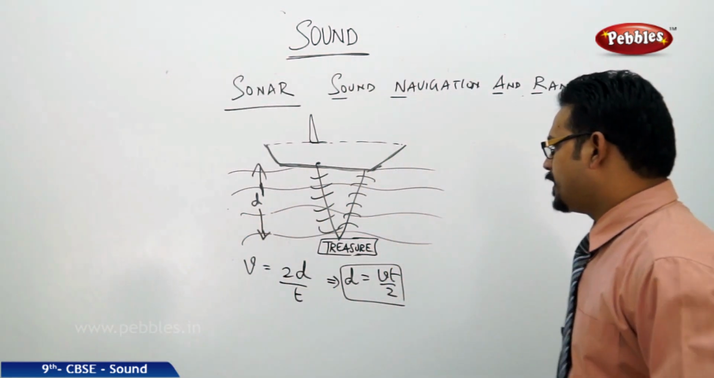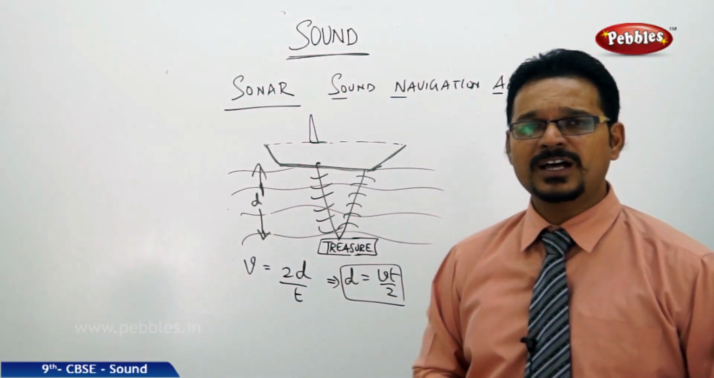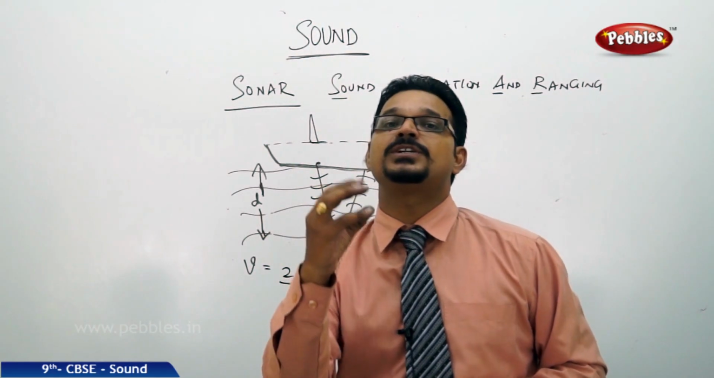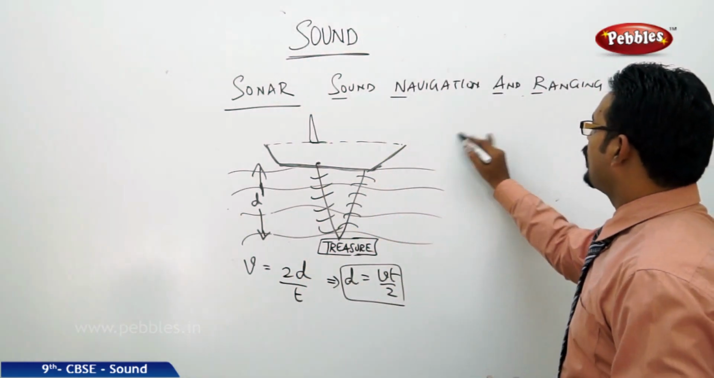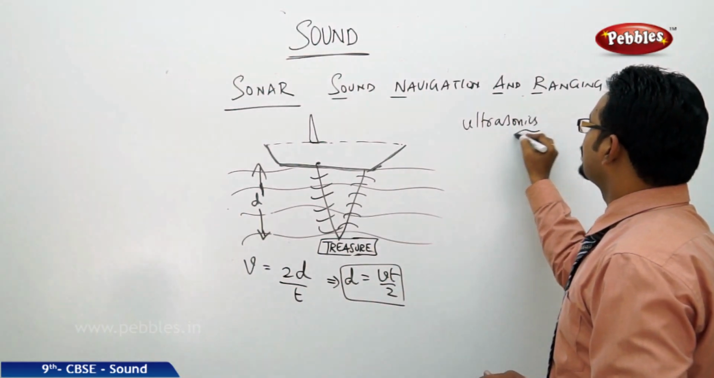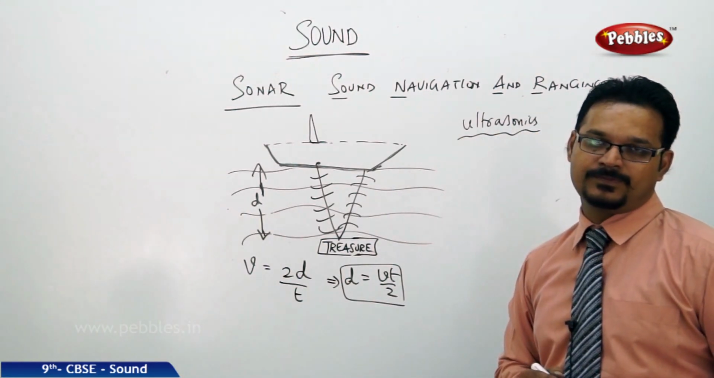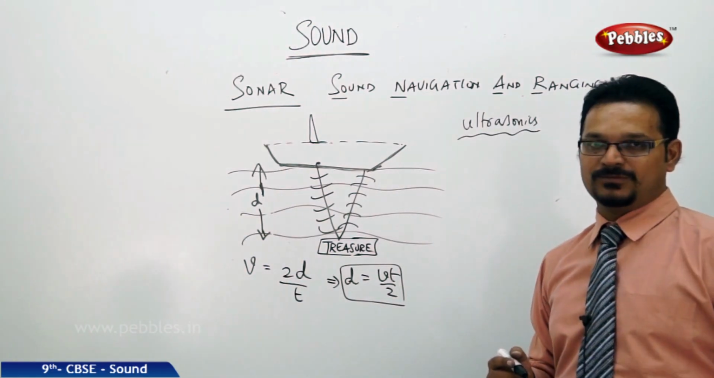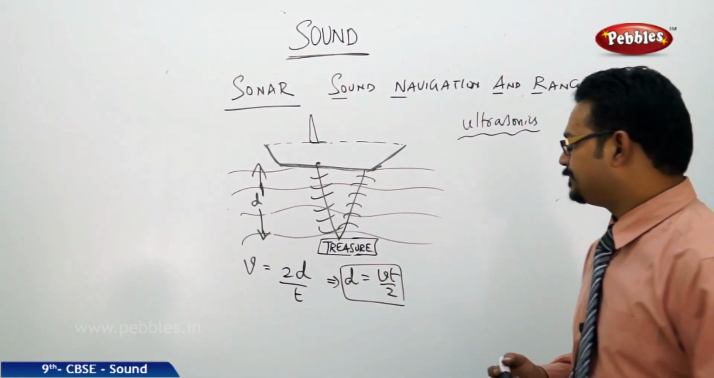But generally, in sonar, they don't use the waves that I am producing or you are producing. They use a special type of waves, and those waves are called ultrasonics. Ultrasonic waves, a special type of waves. I will explain them within a few moments.